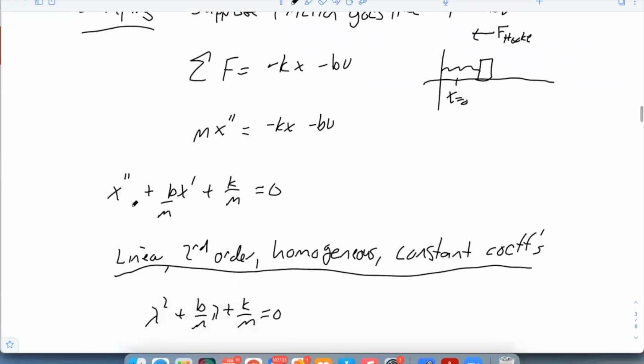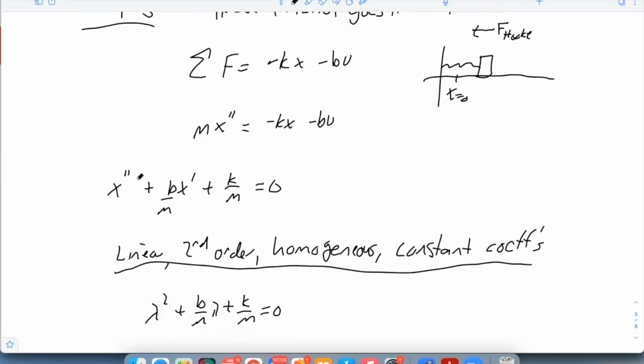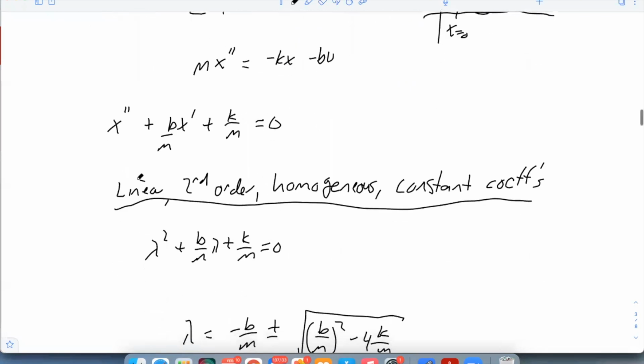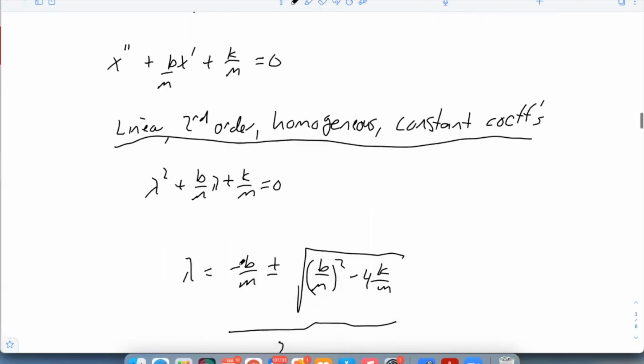So if I write everything in terms of x, position, remember this is F equals ma. A is the second derivative, v is the first derivative. We get this DE. Again, second order, linear, homogeneous, constant coefficients. We can just solve this in general. We get our characteristic polynomial, and we can just throw that right in the quadratic formula.